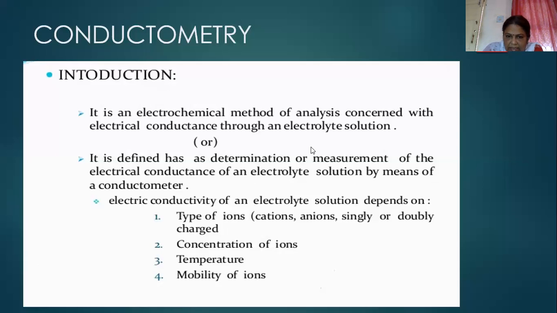So in the slide everything is written, you can see and you can note down what is conductivity and conductometer and what is conductometric titration, and on which factors conductivity depends.